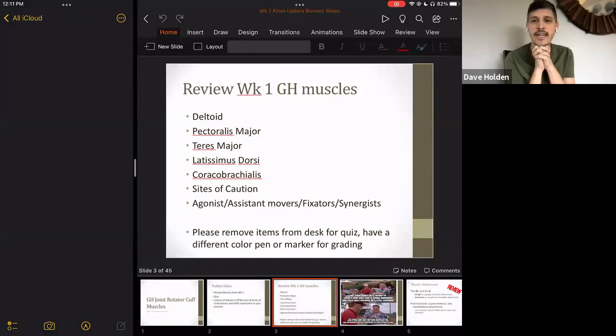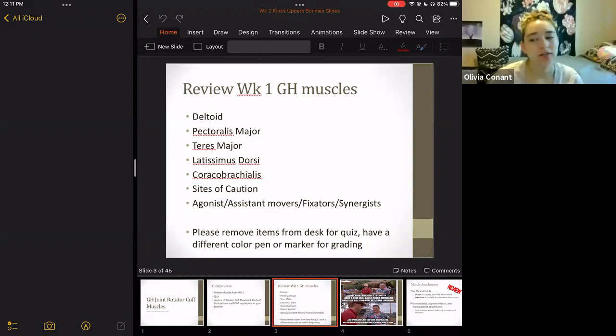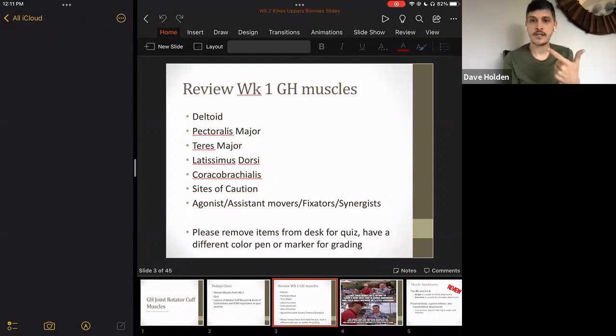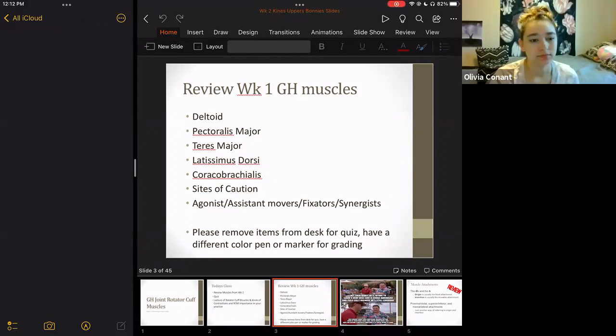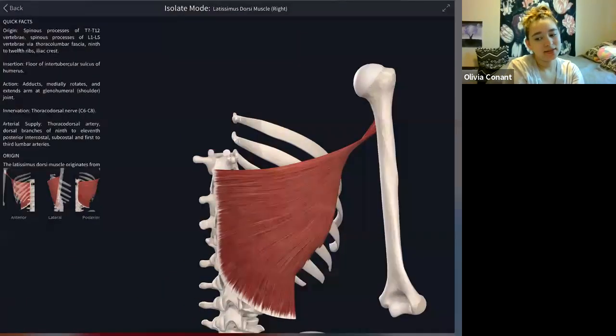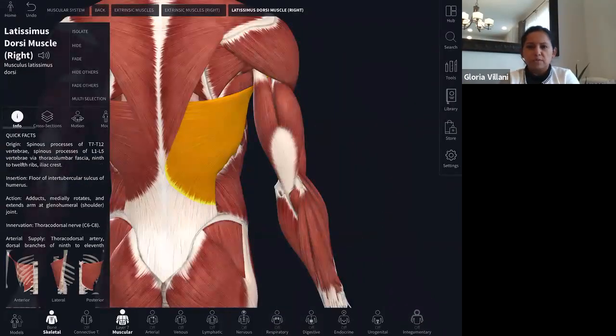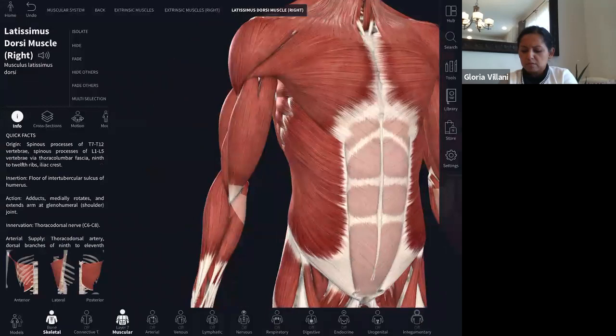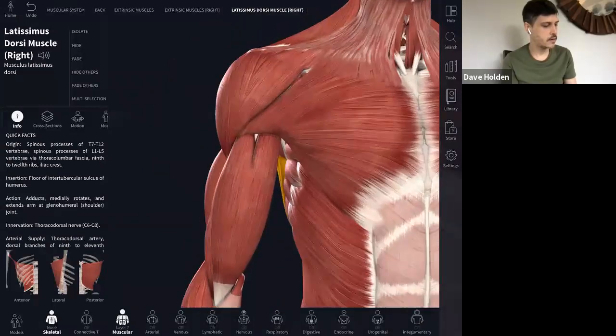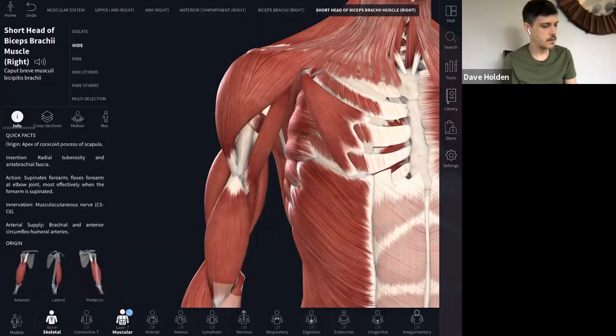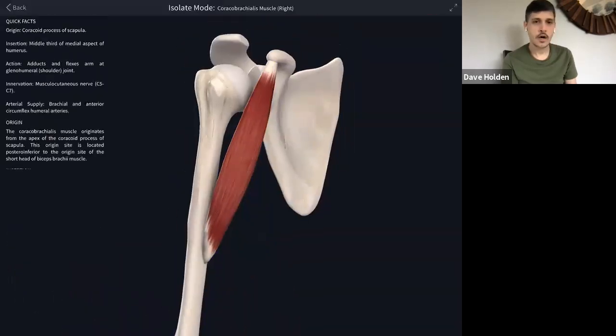Last muscle, coracobrachialis. Its origin is the coracoid process of the scapula. Perfect. Insertion. It's midway down the humerus. Midpoint along the shaft of the humerus. Very good. There it is. Coracoid process of the scapula to about the midline of the medial aspect of the radius.